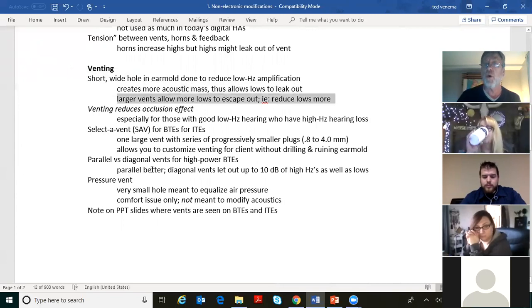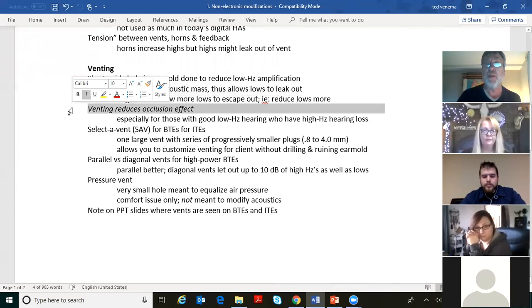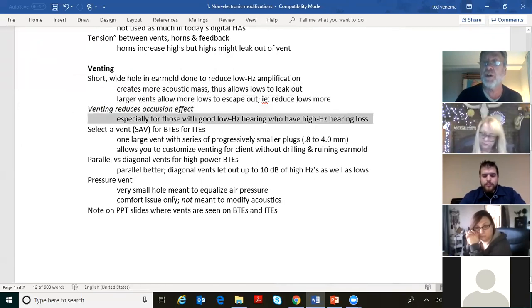Larger vents, more lows escape out. Venting reduces occlusion effect. And this is especially, of course, for people who have good low-frequency hearing and who have high-frequency hearing loss. So, noise-induced hearing loss, sloping hearing loss, anyone with better hearing in the lows, poorer hearing in the highs. If you've really got a precipitous dropping hearing loss, 4 millimeter vent. But you have to be careful with venting, because the bigger the vent, the more the feedback.